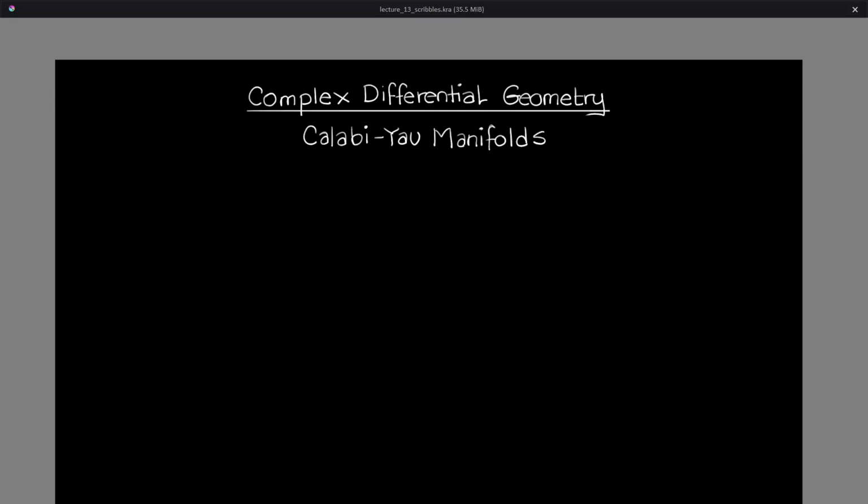Hello, and welcome back to Complex Differential Geometry, where we're on our final lecture that's going to be on Calabi-Yau manifolds. We just finished Kähler manifolds in lecture 11, and we did Hodge symmetries and Hodge structure in lecture 12. So we're going to get into Calabi-Yau manifolds now after a brief recap of what we did last time, as we usually do, and this is going to be our final recap. So what did we do last time?